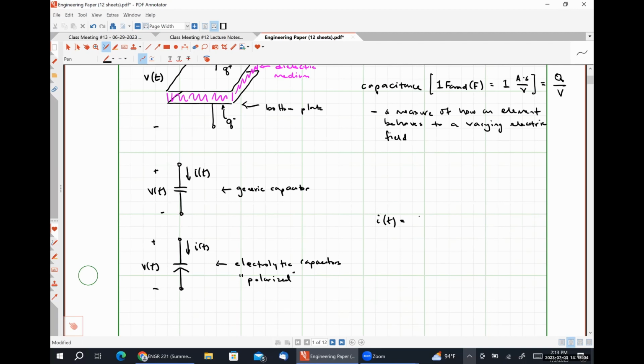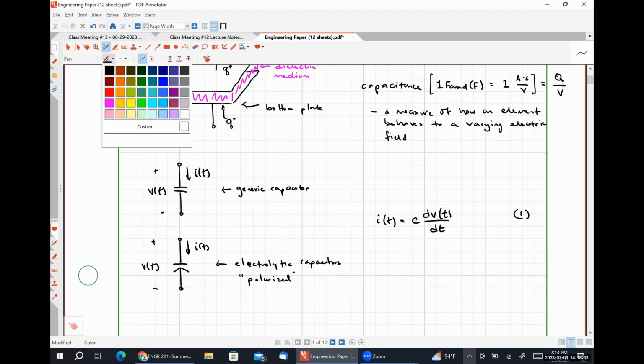Anyway, for either of these capacitors, the relationship between voltage and current can be expressed as i = C dV/dt. So this is going to be our first equation. The current flowing through a capacitor is equal to the capacitance value multiplied by the derivative of the voltage drop across the capacitor.